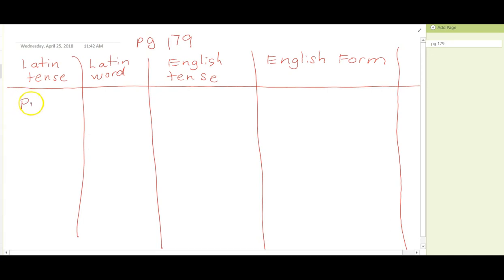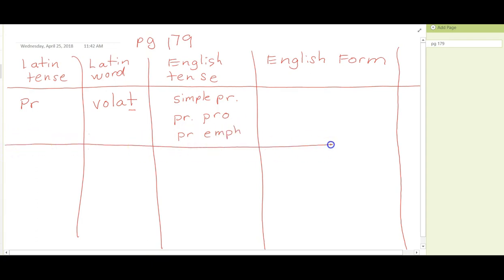So within the present tense, we have the Latin word volat. We can see it ends in a T. We know a T goes with he, she, or it. So we've got 3 different English tenses. Simple present, present progressive, I'm just going to abbreviate them, and present emphatic. Emphasis. So how will we do that in English? Simple present, T is he or she or it, so we'll put he flies.